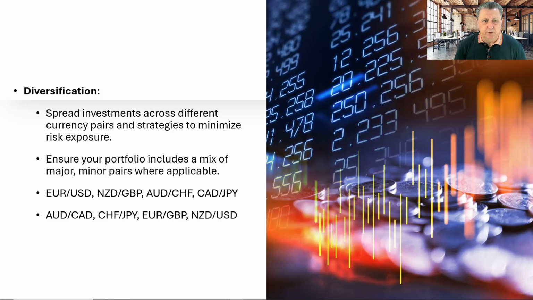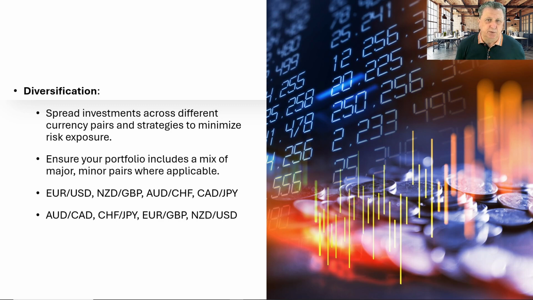So the first part here is the diversification. So basically spreading your investment across different currency pairs and also on different strategies to minimize your risk exposure, and basically making sure that your portfolio includes a mix of major and minor pairs in here. So the majors are normally the US dollar pairs in here, similar to what you see below.